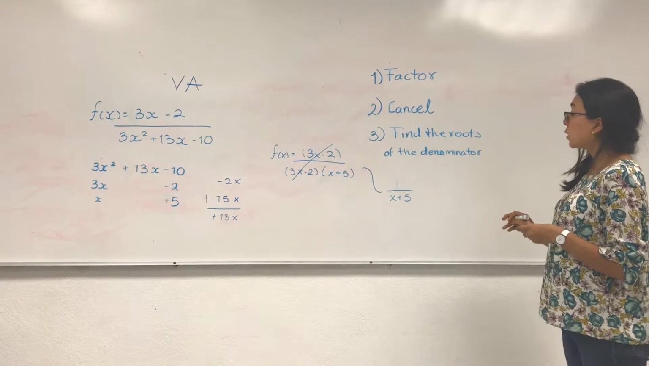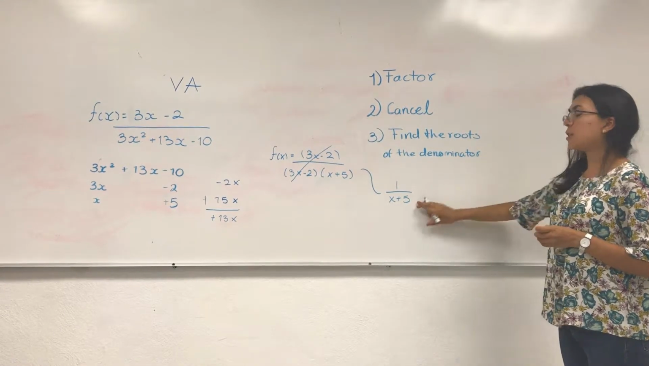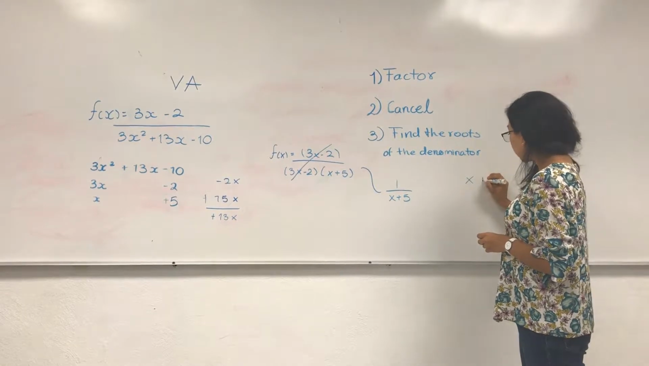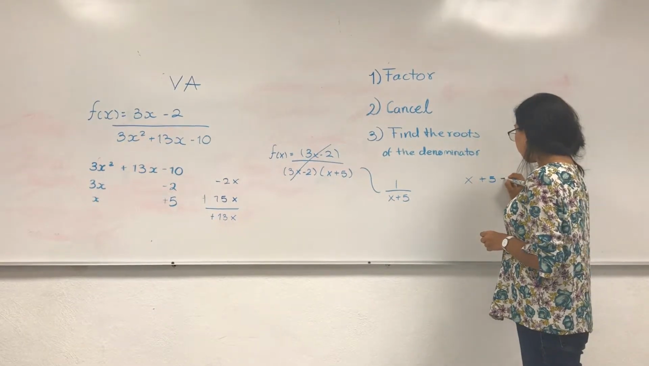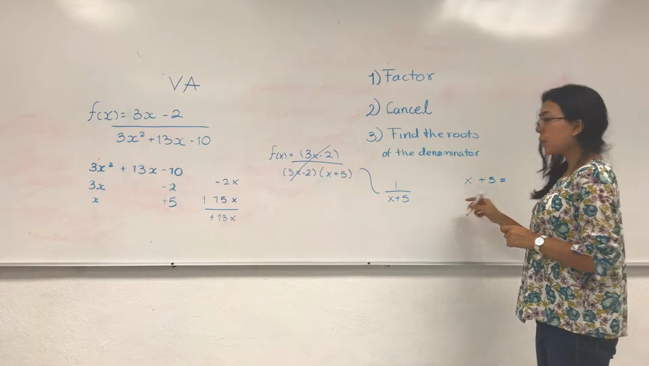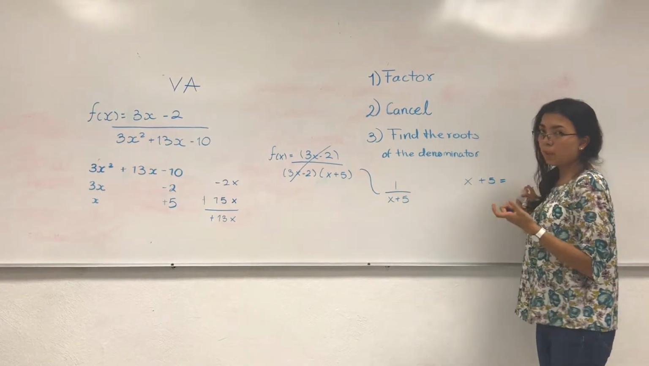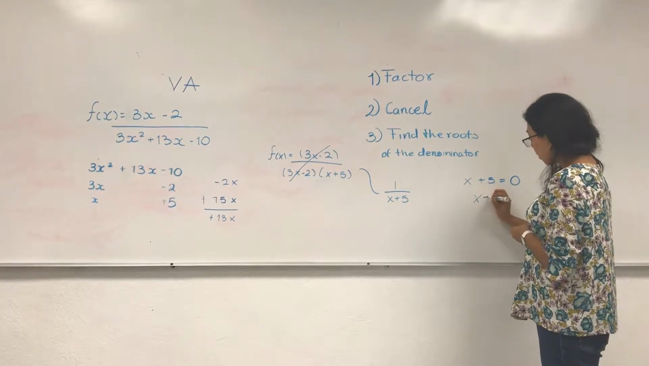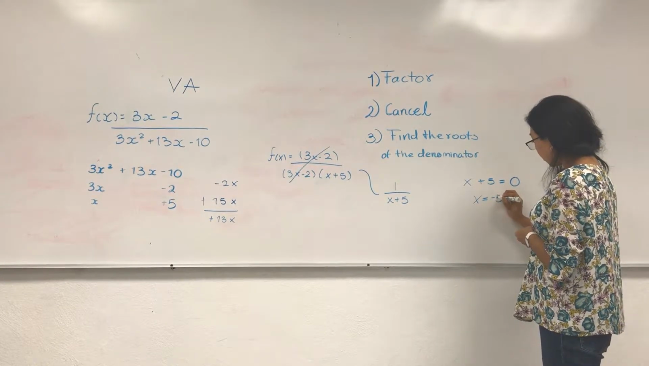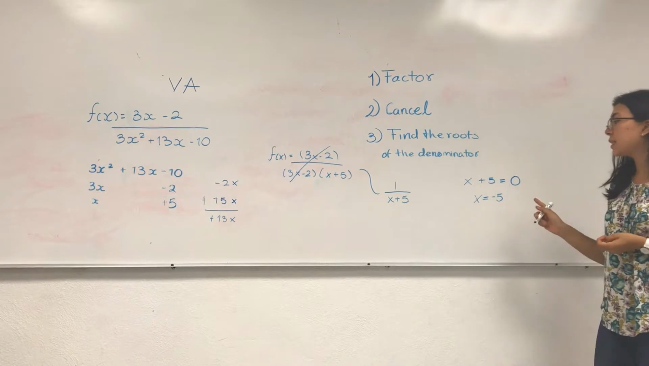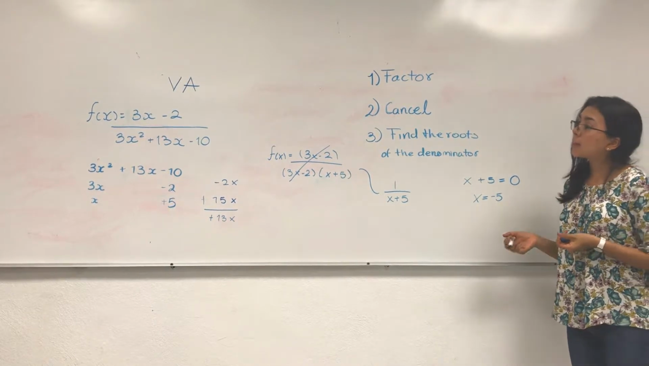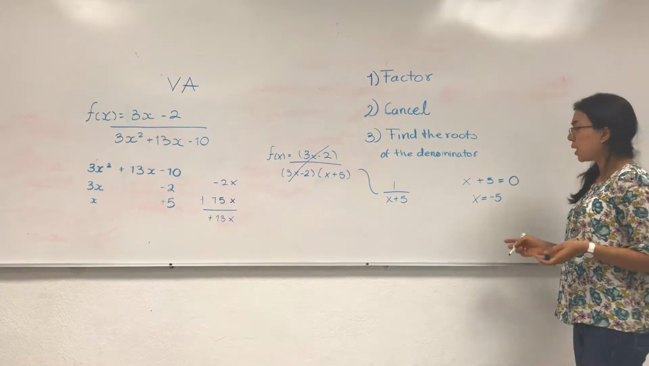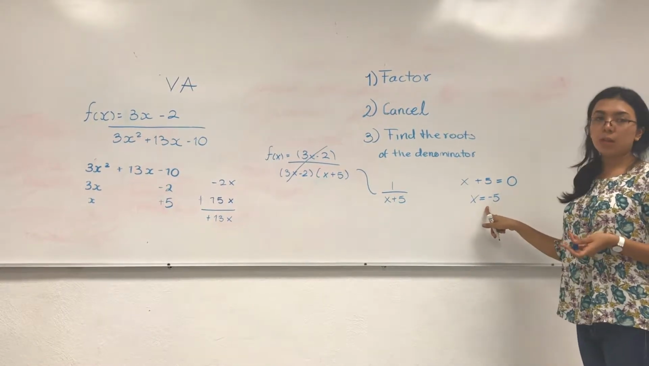Now what we're going to do is find the roots of the denominator. So this is our denominator. Roots means the solutions of x when the denominator equals 0. So it's this, then pass to the other side, and we get that x equals minus 5. That means that our vertical asymptote is at x equals minus 5.